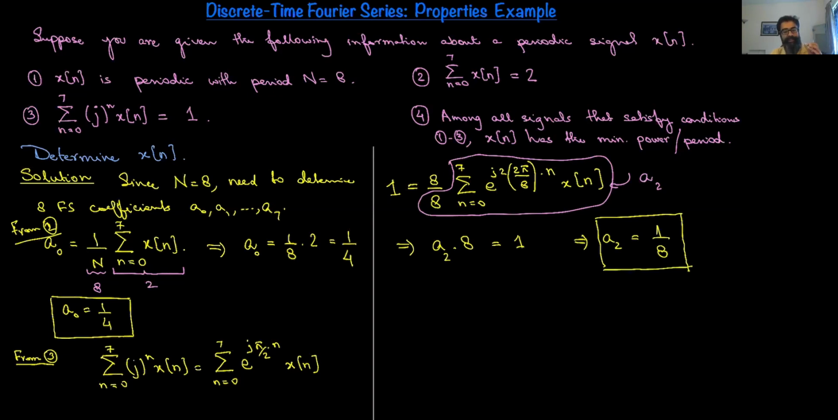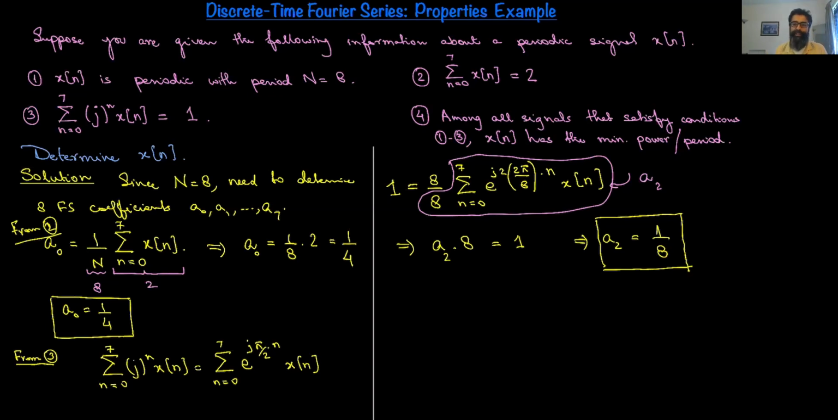Now, what about the other ones? We're left with 6 more. We've only been able to determine 2 of those. We're left with 6 more, and that's where condition number 4 comes in. Condition number 4 says that among all signals that satisfy conditions 1, 2, 3, in other words, among all periodic signals of period 8 which have a naught equals 1 by 4 and which have A2 equals 1 by 8, the signal we're trying to determine has the minimum power per period.